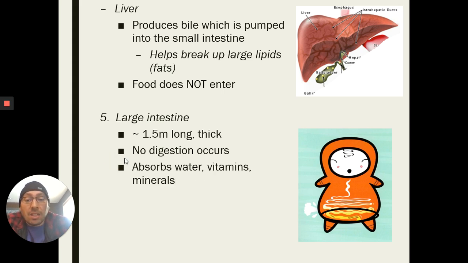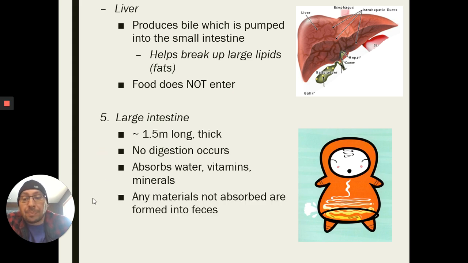Okay, so in the large intestine, all of the water from our food that we've been eating, as well as the vitamins and minerals, this is where that gets absorbed into our bodies. Okay, so the nutrients by this point should be gone. All that's left is water, minerals, and vitamins. Okay, any material that does not get absorbed is formed into feces.